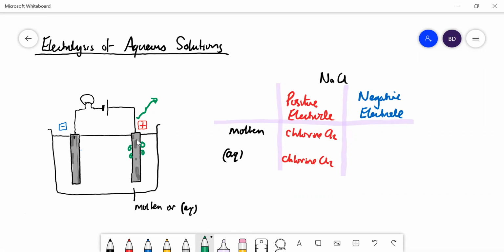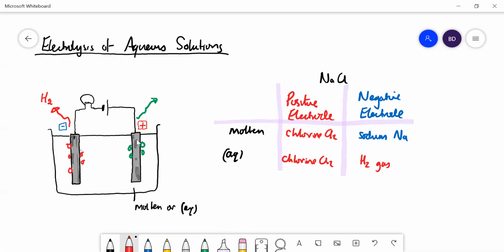But at the negative electrode, it's different. In the molten one, you get sodium metal. Whereas when you do it in aqueous solution, you don't get sodium metal, you get hydrogen gas. And really that's not surprising because we know that sodium reacts very violently with water. So even if it was formed, it would just react away straight away. So you're never going to get sodium forming there.